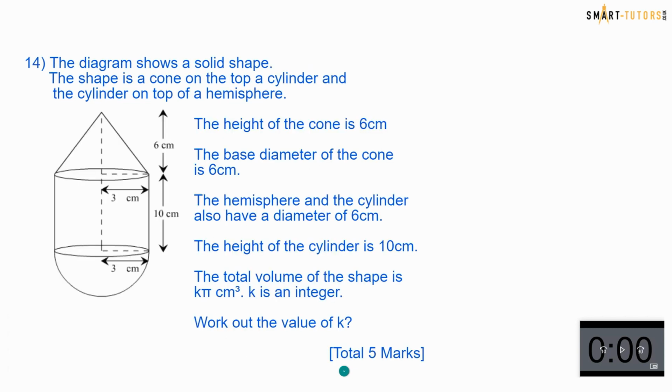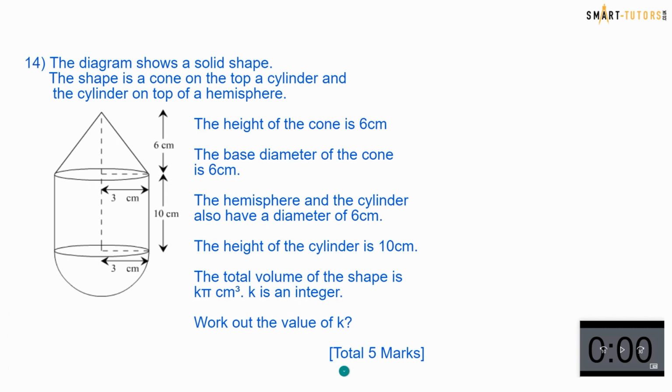Let's move on to question number 14. The diagram shows a solid shape. The shape is a cone on top of a cylinder, and the cylinder on top of a hemisphere. The height of the cone is 6. The base diameter of the cone, cylinder and hemisphere, everything, is 6 centimeters. The height of the cylinder is 10 centimeters.